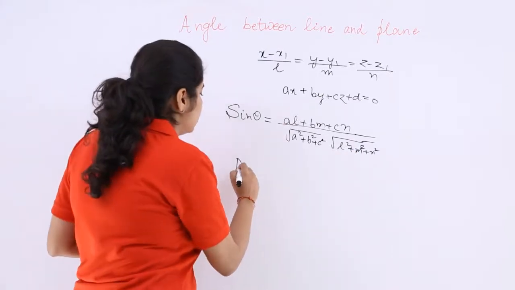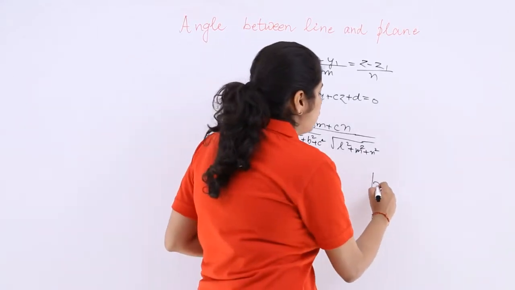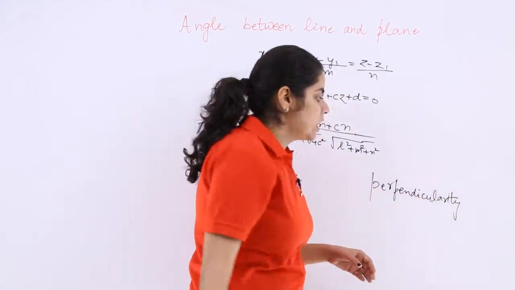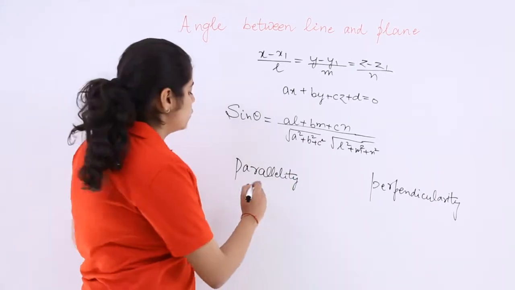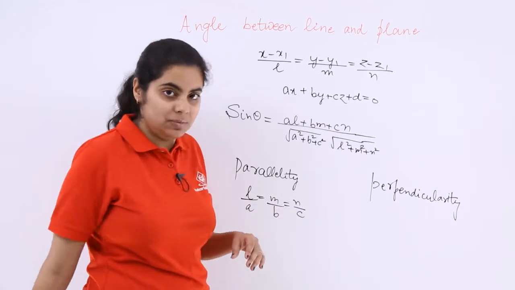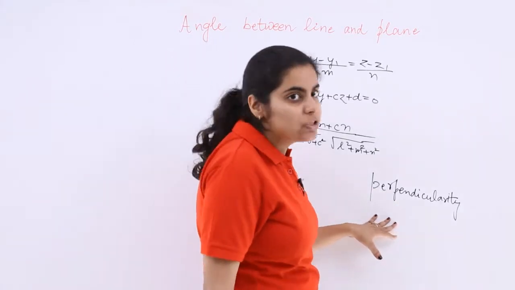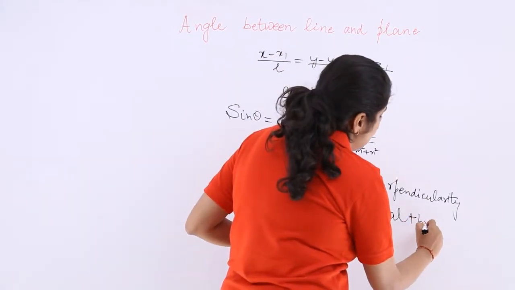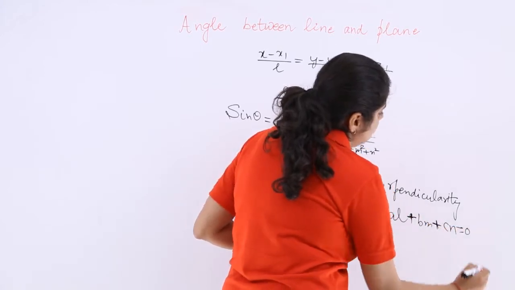Now again, two important things: the condition of parallelity and the condition of perpendicularity. So what do we need to understand in case of parallelity? For parallelity, the following condition should be followed: l upon a is equal to m upon b is equal to n upon c. But this is only for parallelity. What about perpendicularity? For perpendicularity, al, meaning the numerator, plus bm plus cn should be equal to 0.